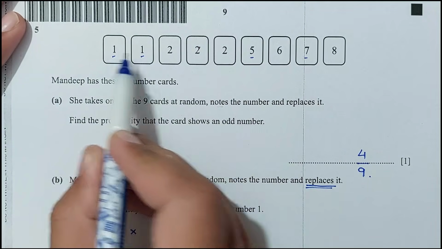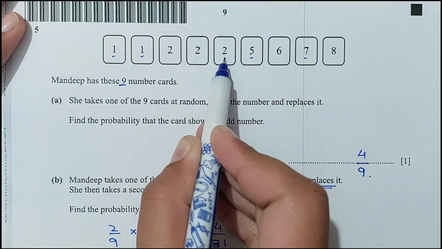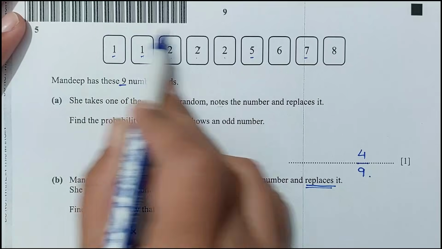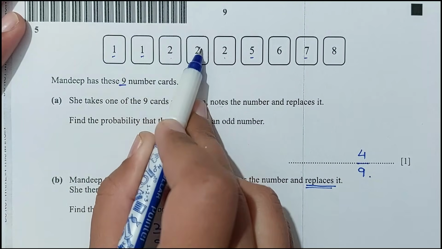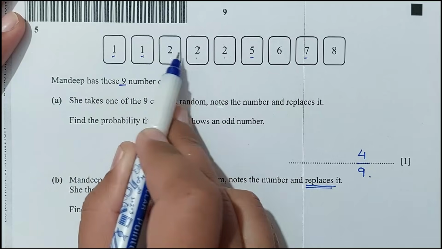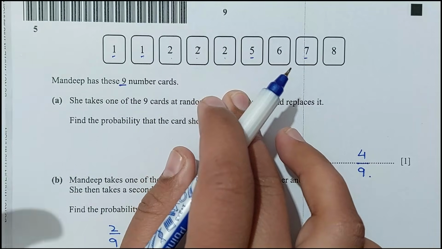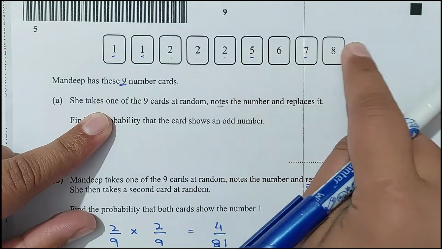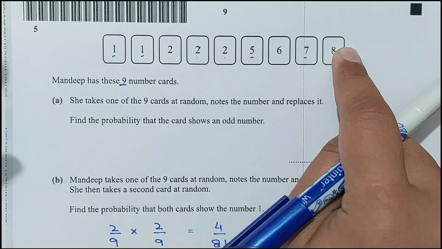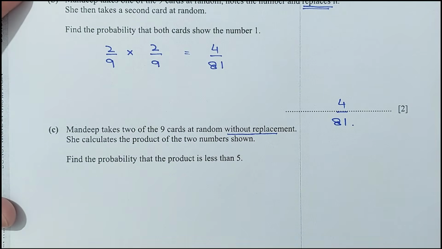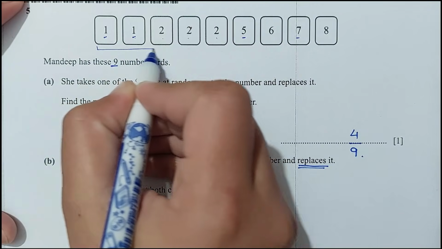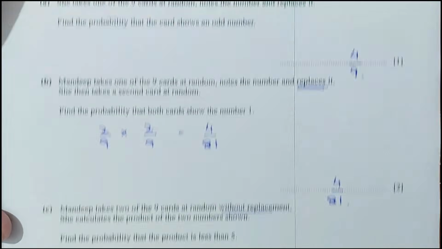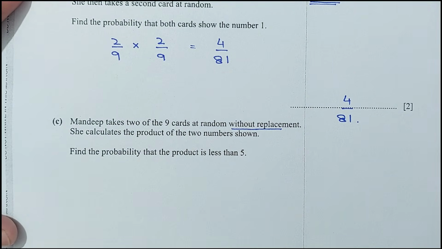If we take 1, 1, 2, 2, 2, all these numbers, their products are less than 5. 1 times 1, 1 times 2, 2 times 1, or 2 times 2, you will get the product less than 5. For the rest of these 4 cards, you will get the product more than 5. So basically for part C, we have only 5 options. These 5 cards she can pick, without replacement, out of these 9 cards, right?